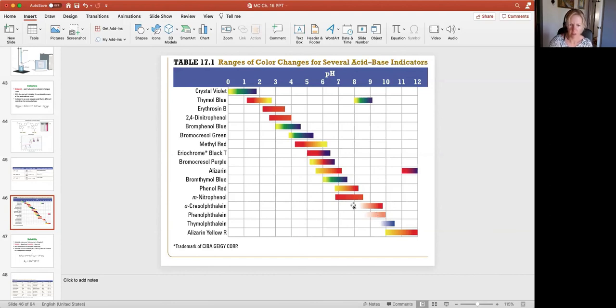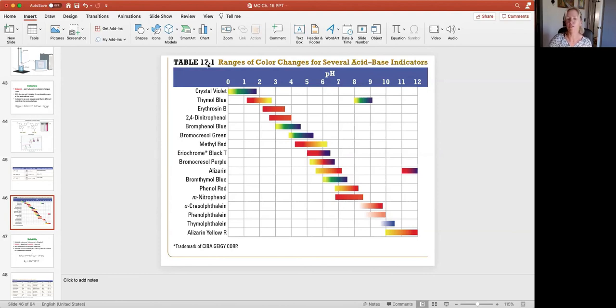And so for strong acid, strong base, maybe something like methyl red or bromothymol blue might be better, right? Because then you're going to start to see this green to blue color change right at around 7. So there are lots of different indicators that we can use depending upon the titration curves that we're doing. If we're doing a weak base, strong acid, we might want something in the acidic range because our equivalence point is going to be acidic. If we have a weak acid, strong base, we might want something in the basic range because, like we just showed, our equivalence point is going to be somewhere in the basic area.